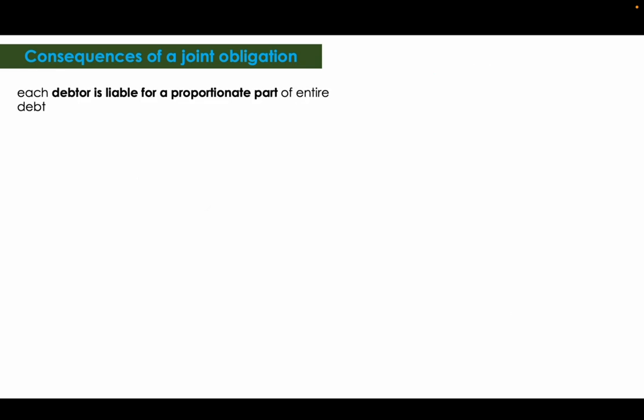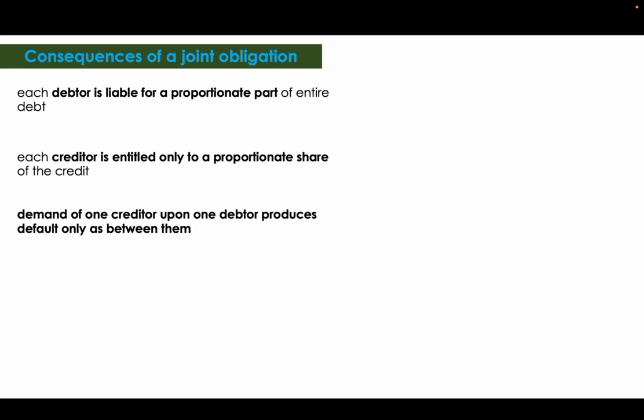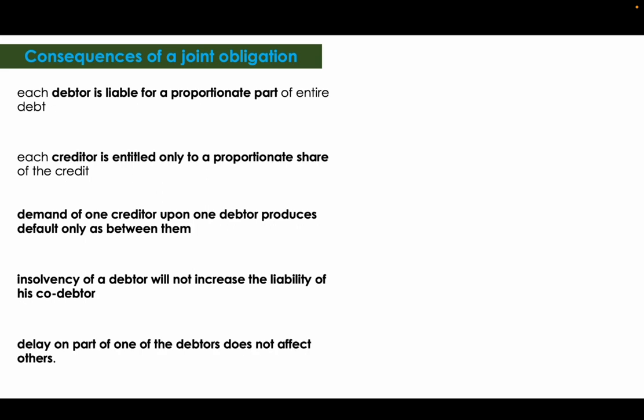Let's review, what are the consequences of a joint obligation? Each debtor is liable for a proportionate part of the entire debt. Each creditor is entitled only to a proportionate share of the credit. Demand of one creditor upon one debtor produces default only as between them. Insolvency of a debtor will not increase the liability of his co-debtor. And lastly, delay on the part of one of the debtors does not affect others.